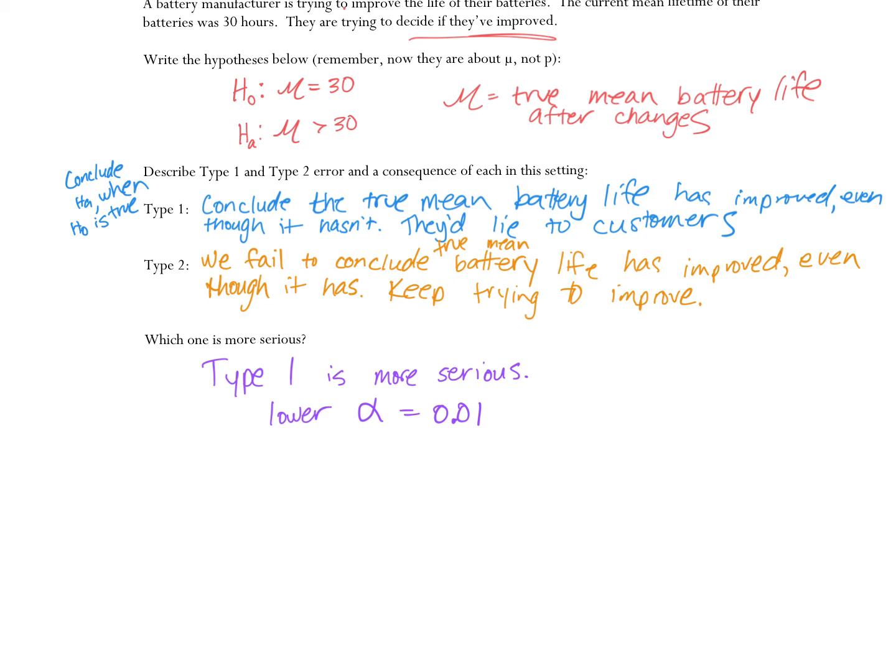Is there anything here that's all that different? So far, the only difference really is mu instead of p. The rest of this is all the same basic premise, right? All right.